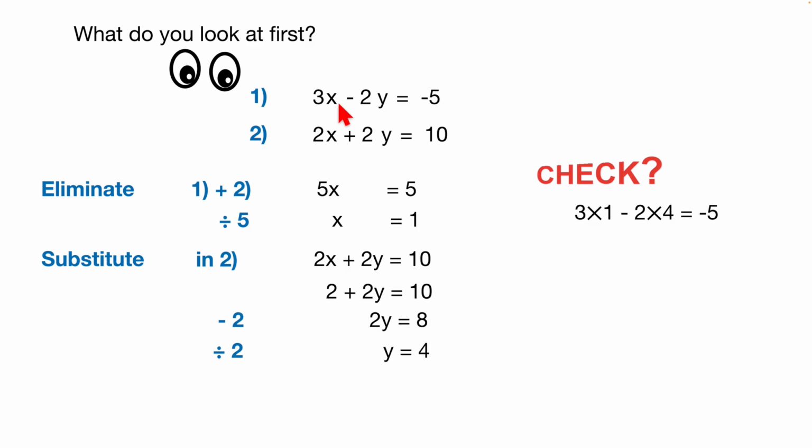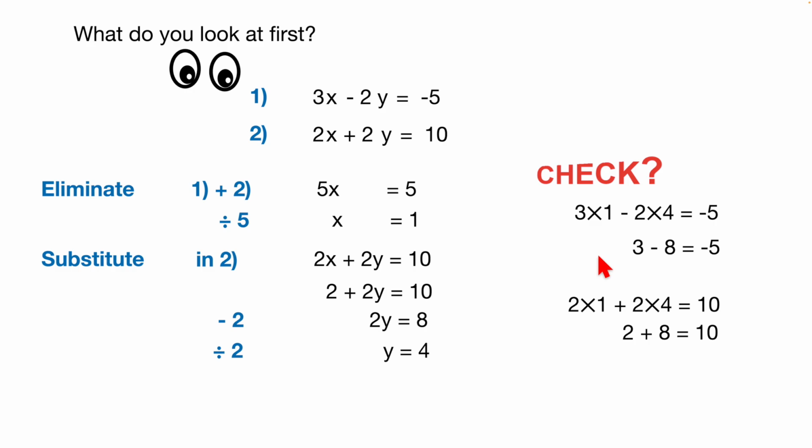So put it into the first equation. X equals 1, y equals 4. 3 times 1, that's 3. Minus 2 times 4, well that's 8. 3 minus 8 equals minus 5. Let's do the second one. 2x plus 2y equals 10. 2 times 1 plus 2 times 4 equals 10. Right, does it? 2 plus 8 equals 10.